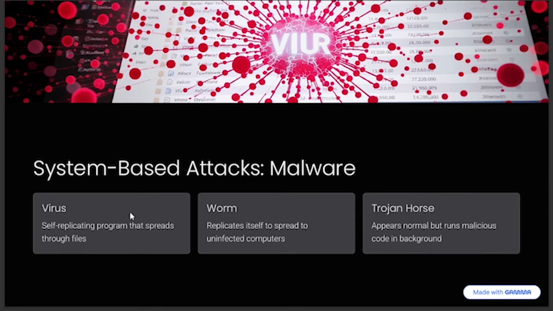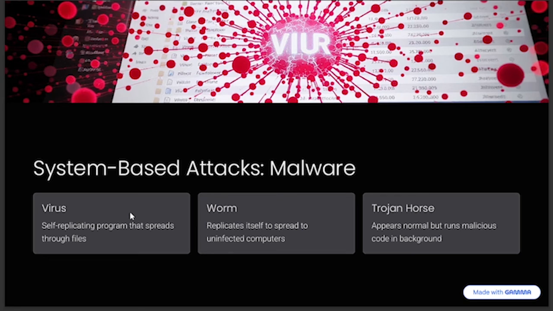Now looking at the second type of cyber attack, which is the system-based attack, or we can say malware. System-based attacks are attacks which are intended to compromise a computer or a computer network. So we have the virus. The virus is a type of malicious software program that spreads throughout the computer files without the knowledge of a user. We have the worm.